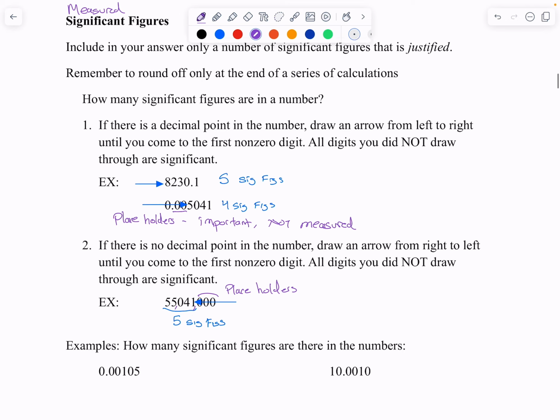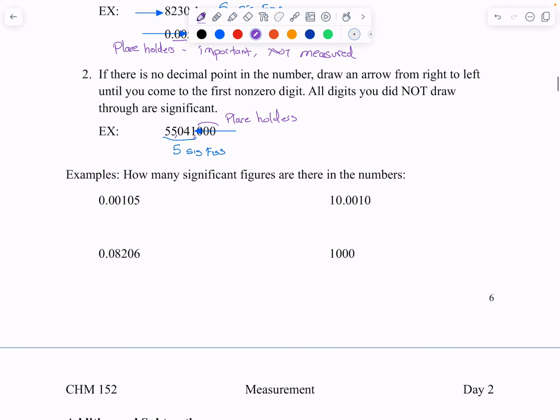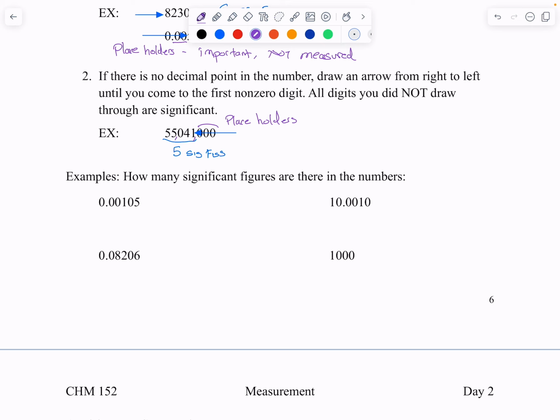All right, so let's try these. Go ahead, if you need to pause it and you want to try it yourself, feel free. So you can pause it now. If not, let's dive in and go through it. So for the first one, 0.00105, there are 3 sig figs. 0.0010, this number, that is significant. So it's 2, 4, 6. This is significant.